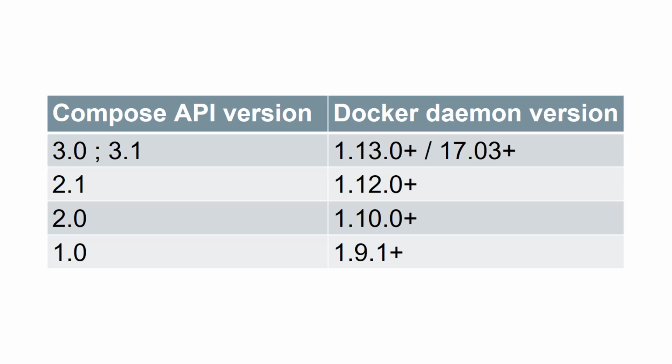For example, Docker Compose API version 3 is only available to use if you're running Docker 1.13 or greater. It also includes Docker 17.03 or greater too.